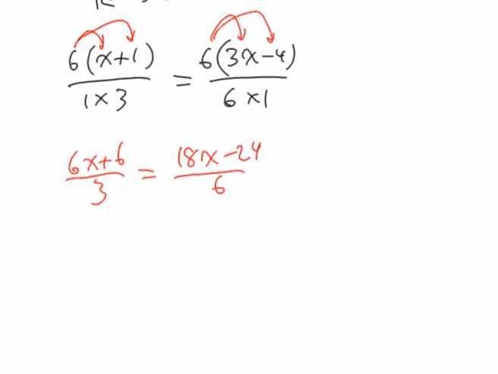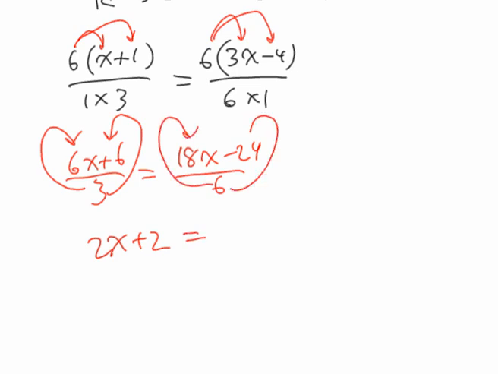But now what we have is the ability to use our division of a binomial by a monomial and say, well, what is 6x divided by 3? It's 2x. And what is 6 divided by 3? It's 2. So 6x plus 6 divided by 3 is 2x plus 2 equals, again using the distributive property of division, 18x divided by 6 is 3x, and negative 24 divided by 6 is negative 4.